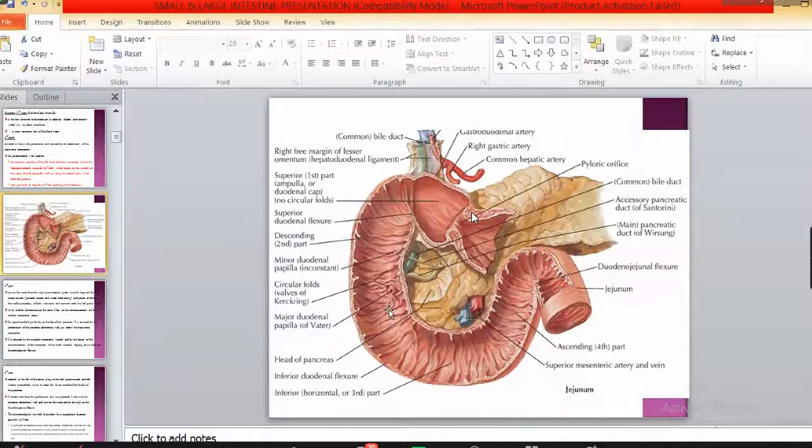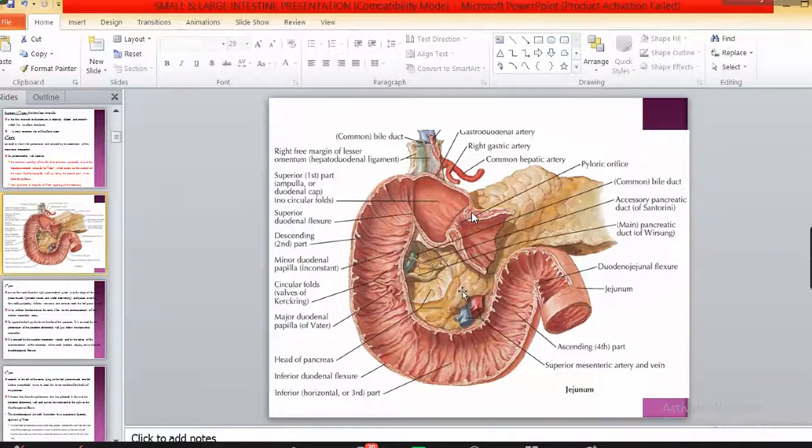Now, in this image here, this portion of the duodenum is smooth, and there are no circular folds like we see in the second, third, and fourth portions. With ulcers, we easily have perforations, most commonly in this portion. Medial to the second portion and superior to it, you find the head of the pancreas here.